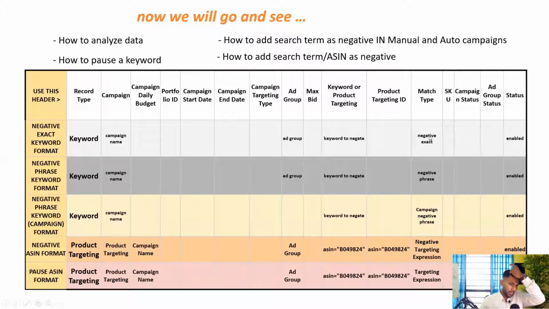Then the match type will be negative exact, and the status will be enabled. Now for negative phrase, everything will be the same, only the negative exact will become negative phrase. For negative phrase keyword at campaign level, you have to write the keyword, then the campaign name, but the ad group will not be there. You have to write the keyword that you want to negate. It will obviously be the search term, because we are negative targeting. And then the match type will change. The match type will be campaign negative phrase.